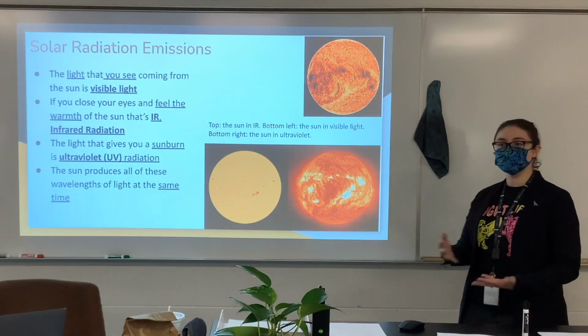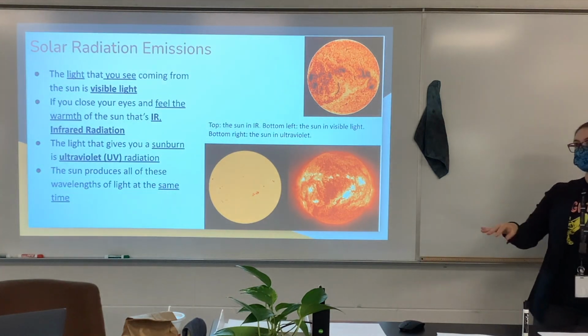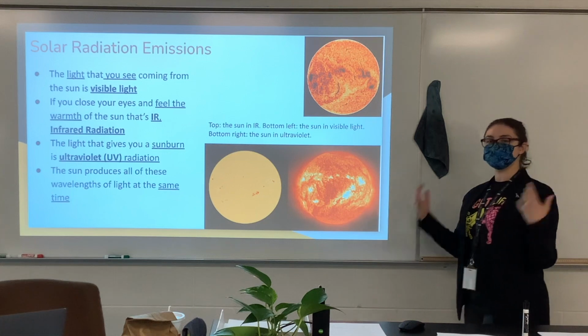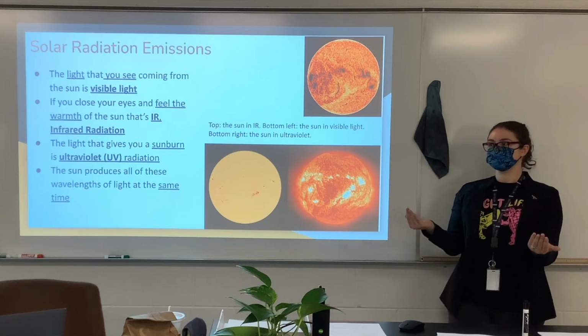Obviously, the sun is emitting visible light. Visible light is what we can actually see. So visible light is defined as the wavelengths of light that our eyes can perceive.